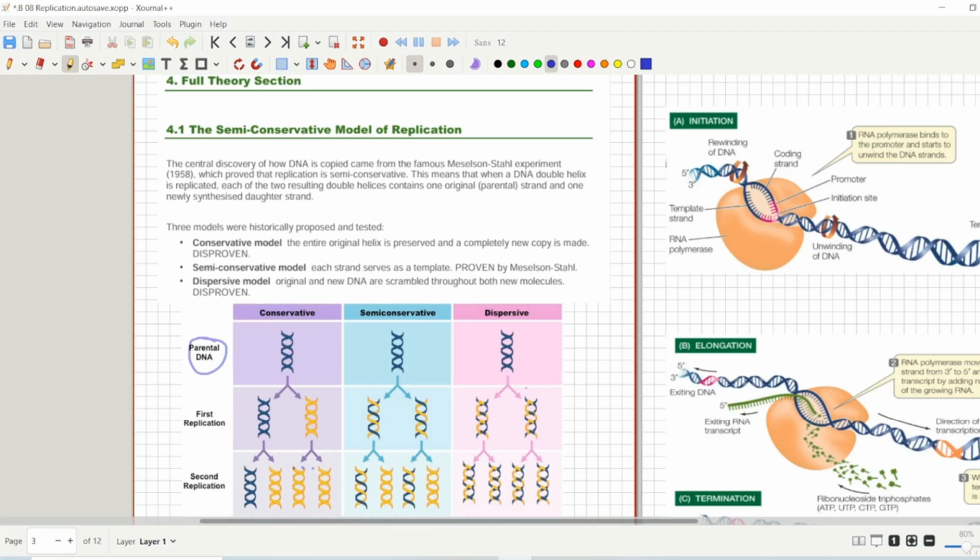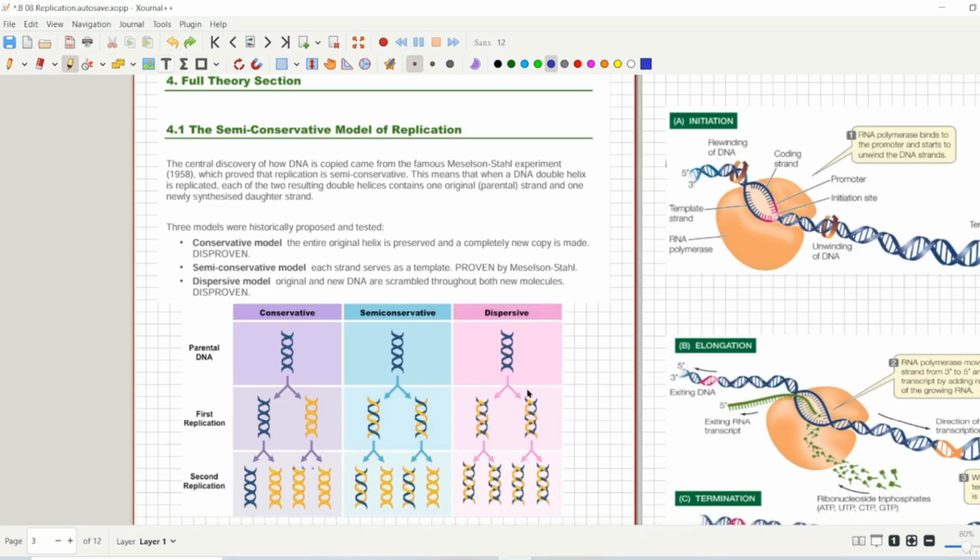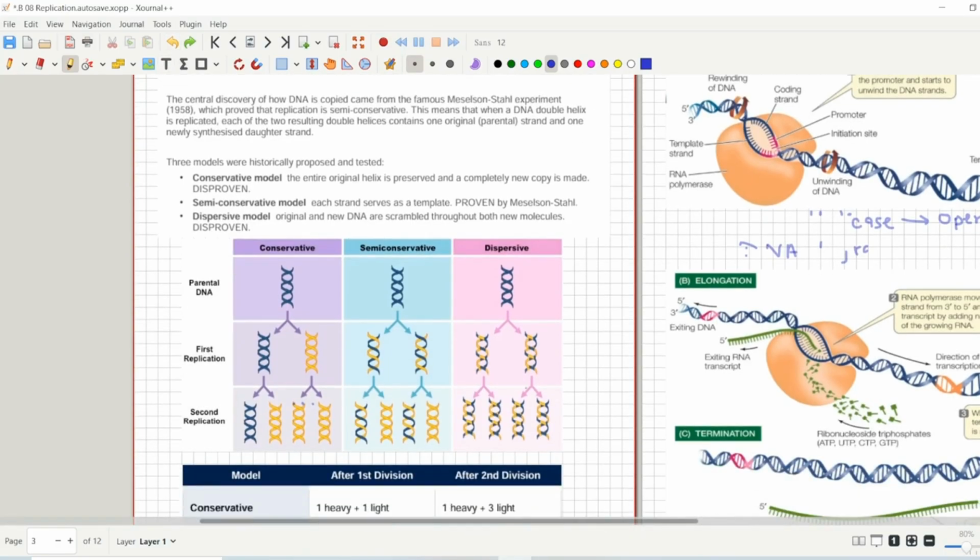So how can DNA actually replicate? While scientists were trying to find the answer to this question, after so many discoveries, they came to the conclusion that there are three different models to explain the replication process. The three models are the conservative model, the semi-conservative model and the dispersive model. These are the three models that we will discuss in today's first topic.